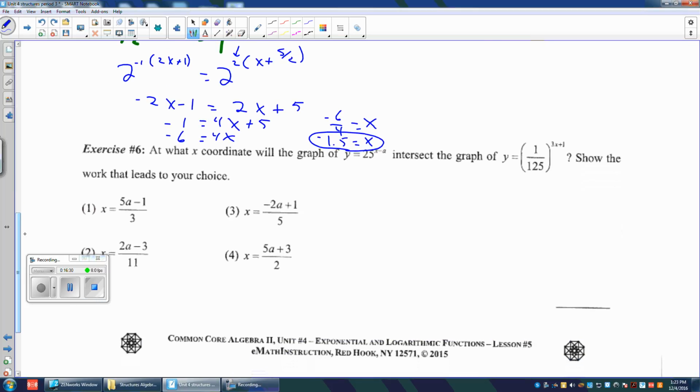Exercise 6. At what coordinate will the graph of y = 25^(x-a) intersect the graph of y = (1/125)^(3x+1)? Show the work that leads to your choice. Okay, the first thing that I'm going to do is take this and turn the fraction into an integer base.